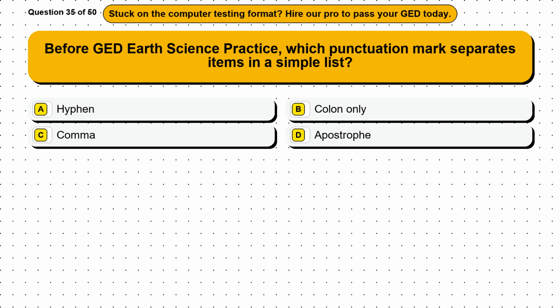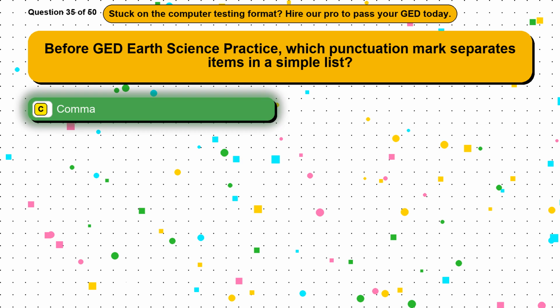Question 35. Before GED Earth Science Practice, which punctuation mark separates items in a simple list? Option A, hyphen. Option B, colon only. Option C, comma. Option D, apostrophe. The correct answer is option C.